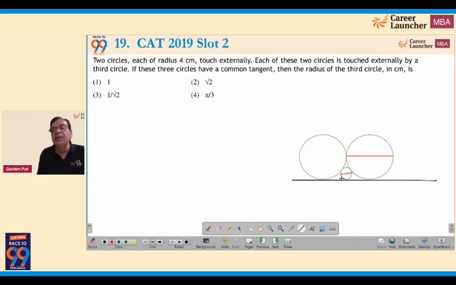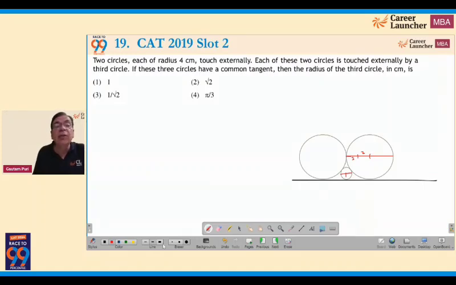Take your rough sheet and measure. If you measure, as far as this is concerned, radius is 4 centimeters. This is 4 centimeters. This will be 2 centimeters. This was 1 centimeter. This is 1 centimeter. Okay. Radius is 4 centimeters. Find the radius of the circle.